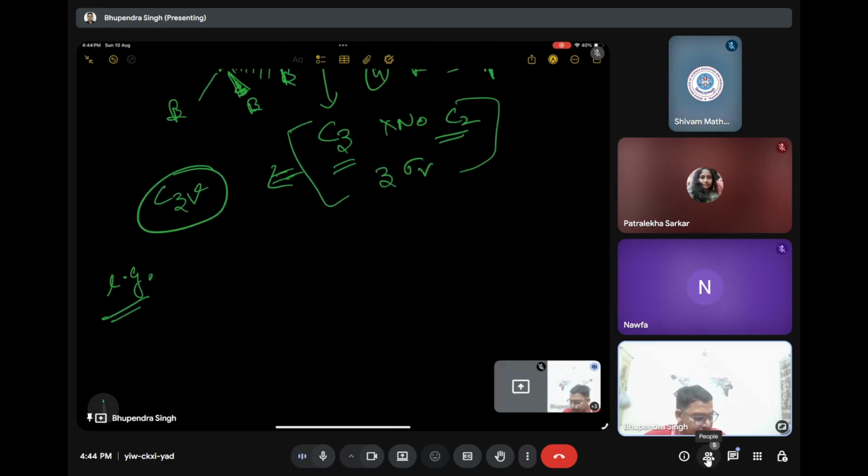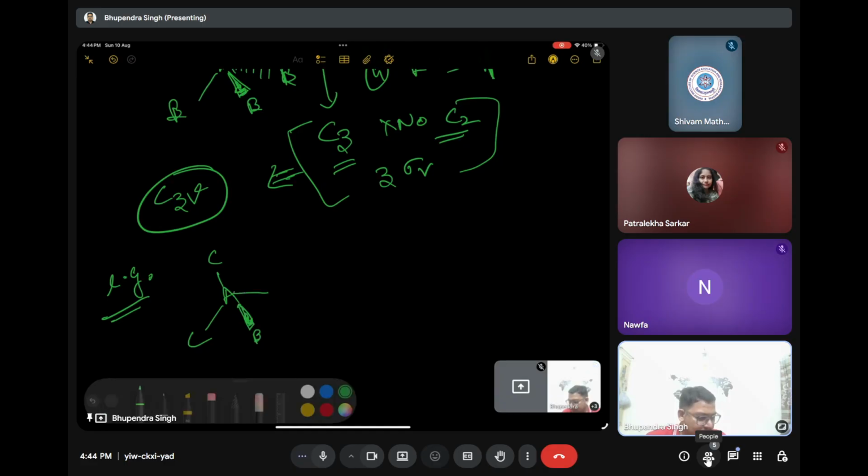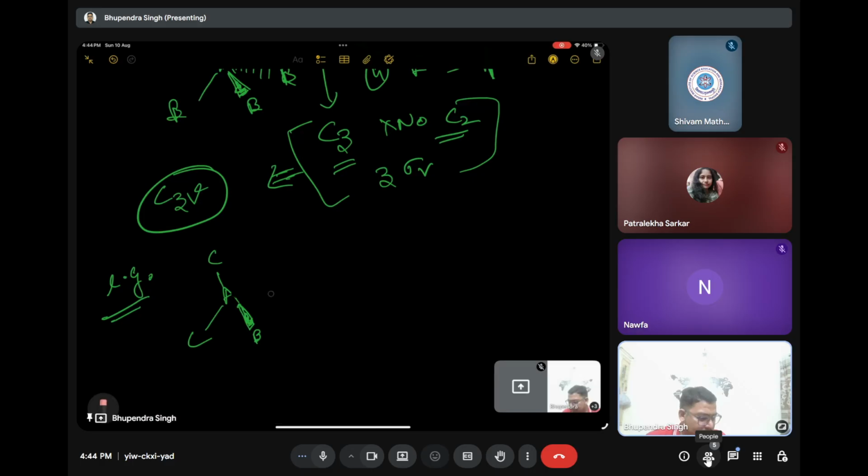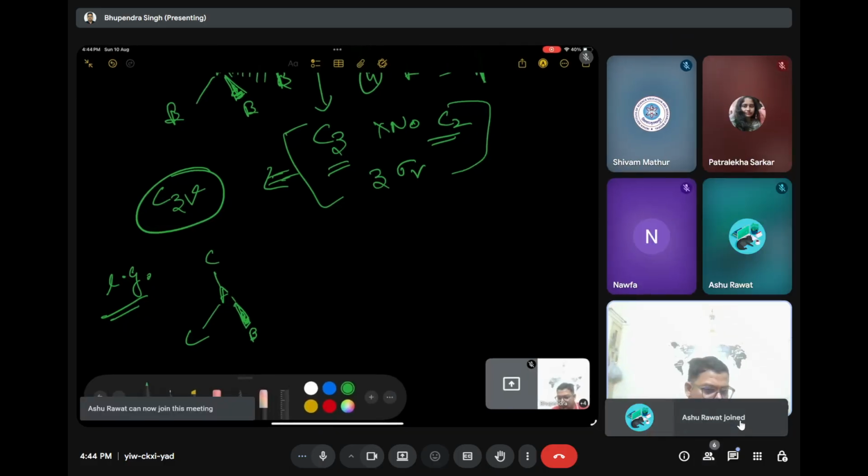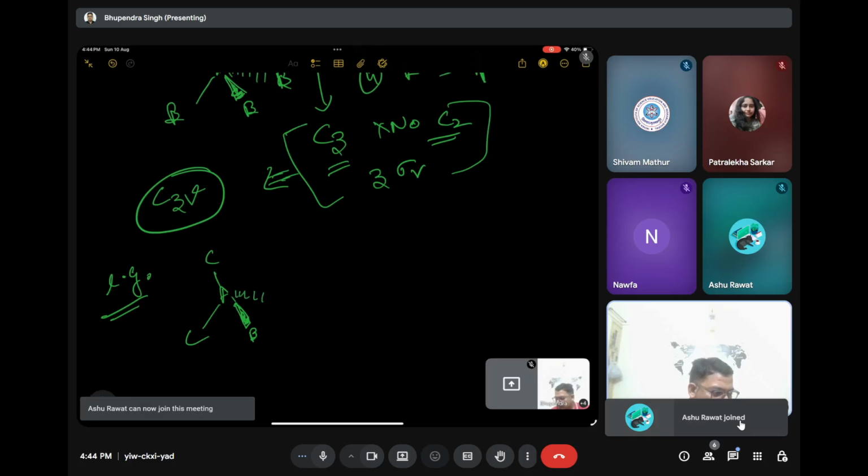Okay, next, similar to this. C, C, B, B. Tell me the point group of this molecule.